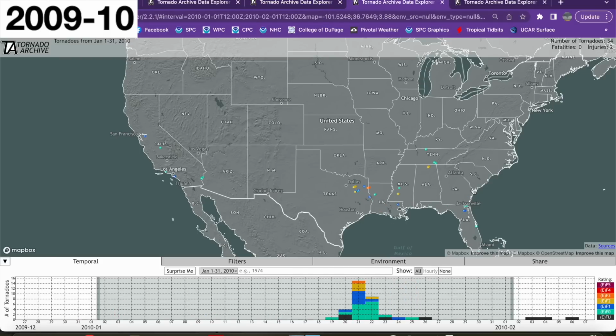January 2010 had quite a bit of activity across those Gulf Coast states once again, East Texas into Louisiana, Mississippi. Also a cluster there across northern Alabama and Tennessee, a little bit farther to the north once again. And also a few out here in California and Arizona.